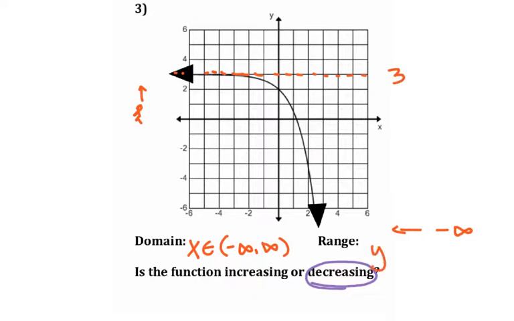So when you do the range, you're going to say y is an element of the small number, negative infinity, to 3. These are non-inclusive because this graph goes up to 3, but it doesn't quite touch it, so it's kind of like floating on top of it almost. And so that's why it's non-inclusive.